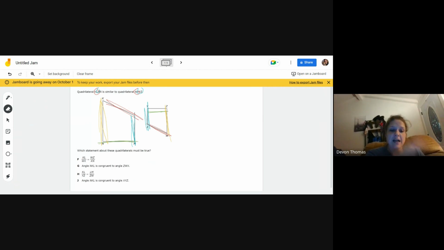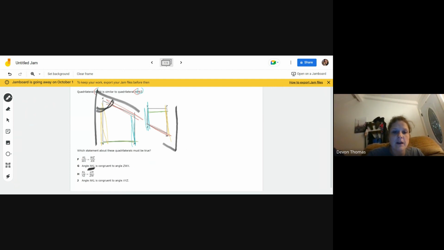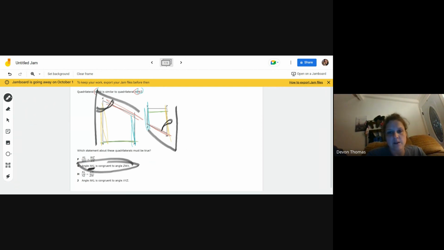Okay, so let's knock out the easy stuff. Angle NKL. Angle NKL starts at N, goes to K, and ends at L. You couldn't see that because it was on the wrong thing. Let me make this something that's a little bit more obvious. Angle NKL starts at N, goes to K, ends at L. It's this angle right here. Is it congruent to angle ZWX? ZWX. Oh, look. They made it so easy. Try to knock out the easy ones first.